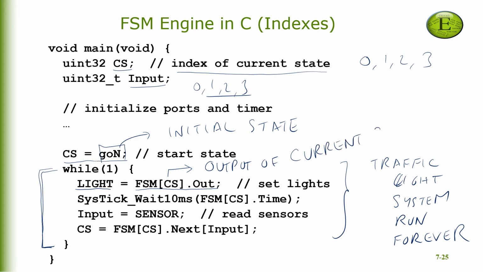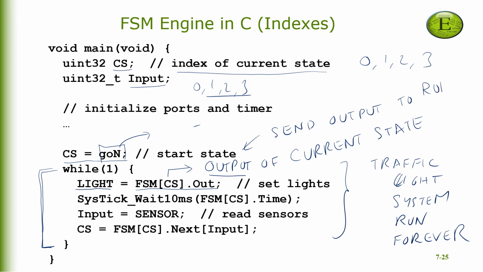In each iteration, the very first step is to send the output of the current state. Where do we want to send this output? Send output to port B. Or you can say port B data register to be more technically correct, but we'll just say port B because the lights are connected to port B.